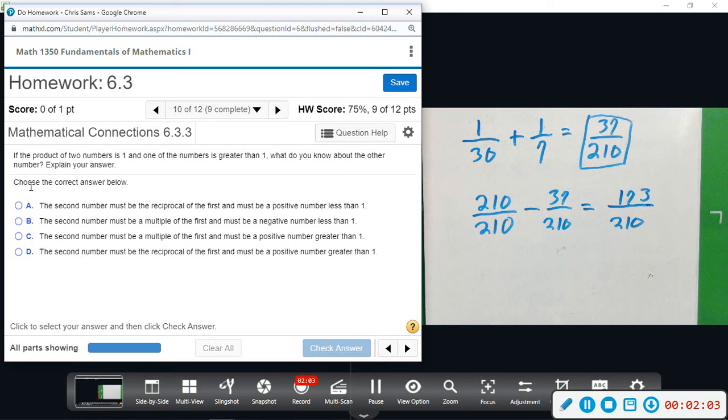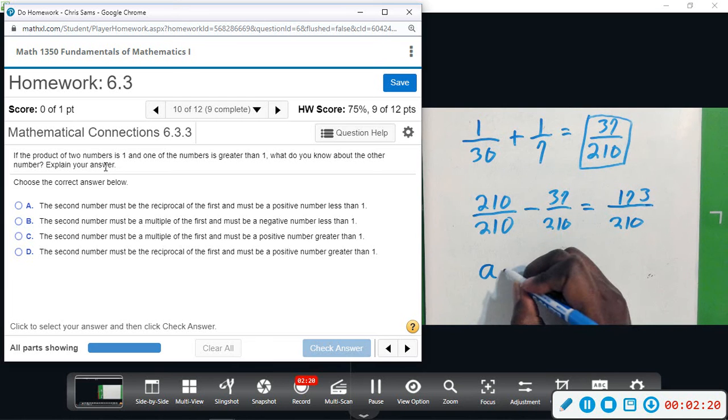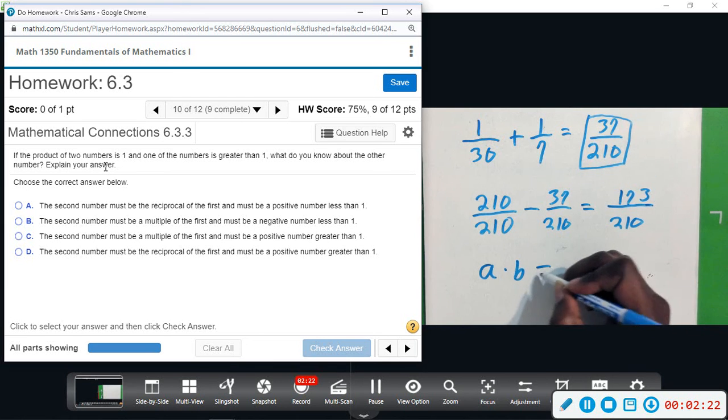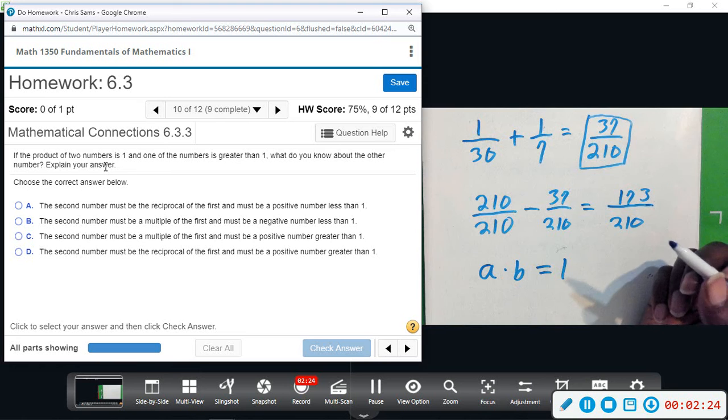Alright, 10. If the product of two numbers is 1 and one of the numbers is greater than 1, what do you know about the other number? Okay, so we're multiplying two numbers. A times B equals 1.